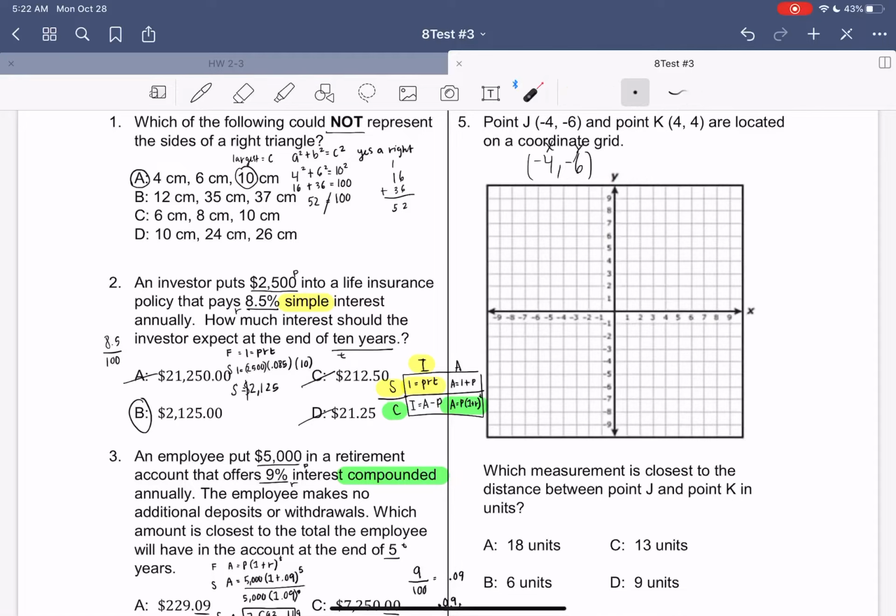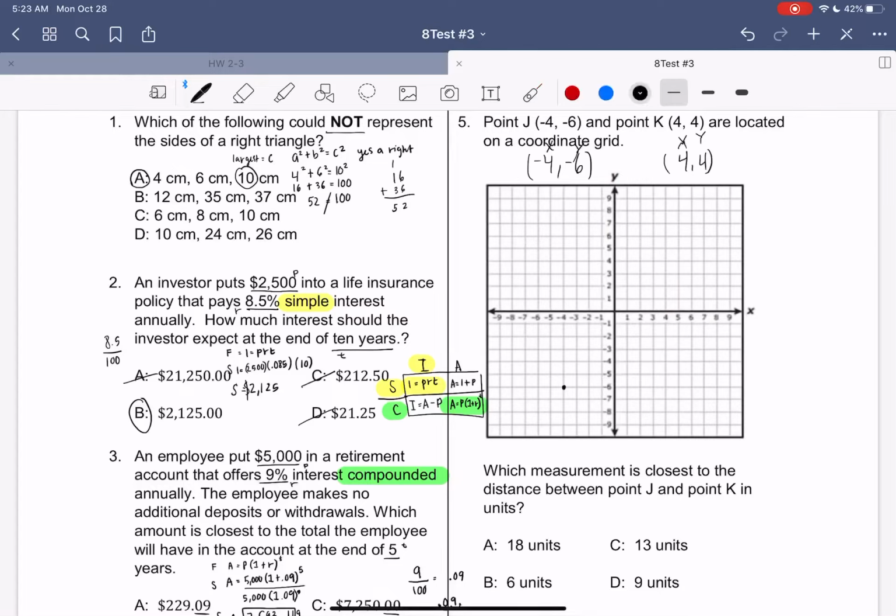And then we have 4, 4. So we have our X and our Y. When you plot on a coordinate grid, you move along the X-axis first, and then you move along the Y-axis based on if it's positive or negative. So we have 1, 2, 3, 4, and then 1, 2, 3, 4. So 4, 4 is our coordinate point right here.